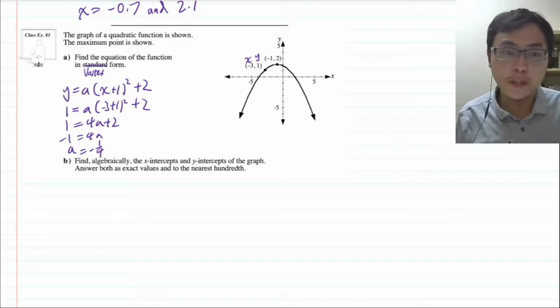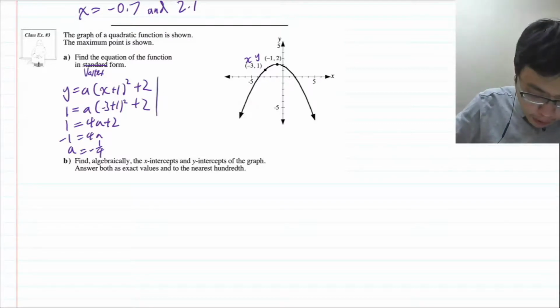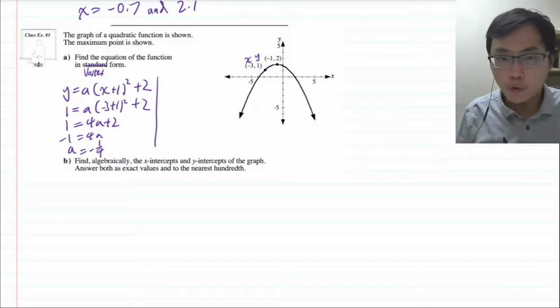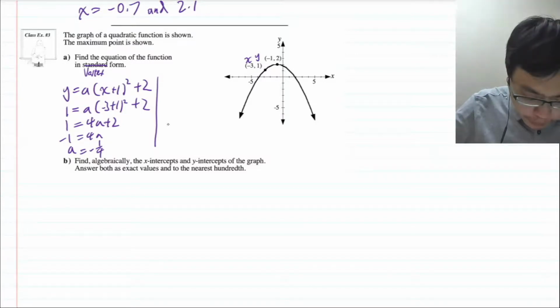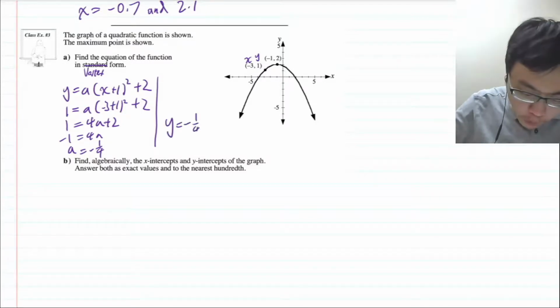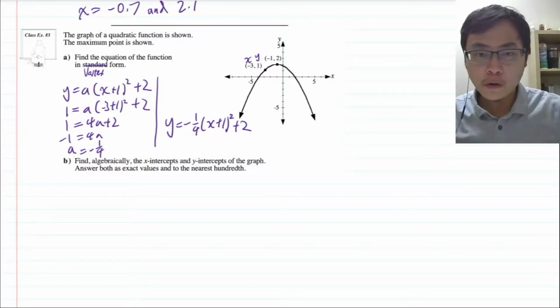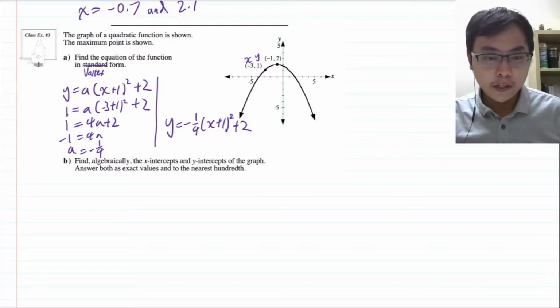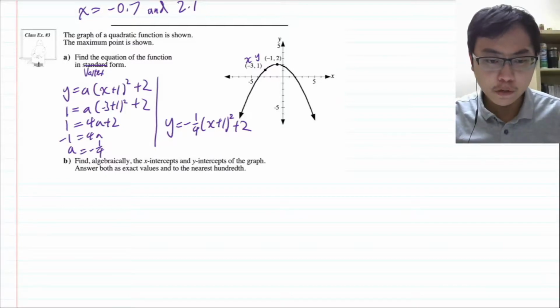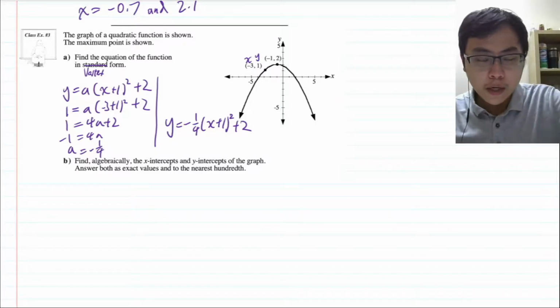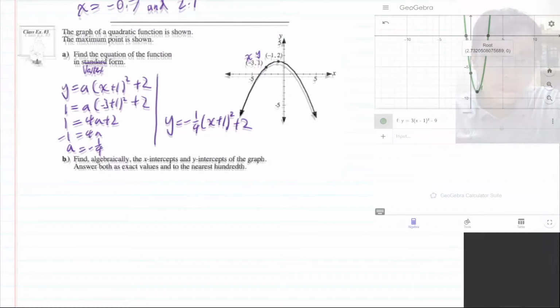Okay, we have a equals negative a quarter. So now we can put a equals negative a quarter back into our equation. So we have y equals negative 1 quarter (x plus 1) whole squared plus 2. Now, if you want to double confirm whether you have got it correct, then go ahead and use your graphics calculator and check.